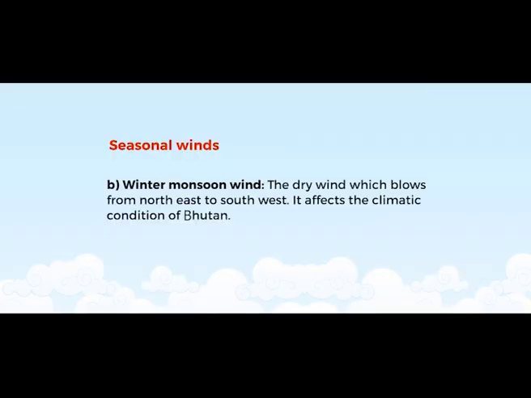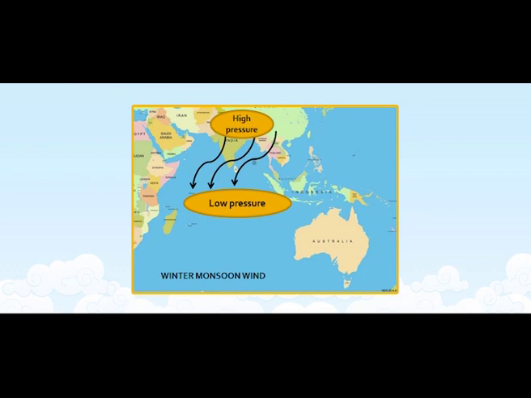The next seasonal wind is the winter monsoon wind, which refers to the dry wind which blows from northeast to southwest. And it is said that the winter monsoon wind also affects the climate condition of Bhutan. We will try to see how it affects the climatic condition of Bhutan through a picture. During winter, Central Asia receives slanting sun rays because it is located in the northern hemisphere. Because of the slanting sun rays, the temperature in Central Asia decreases, and because of decreased temperature, high pressure is created.